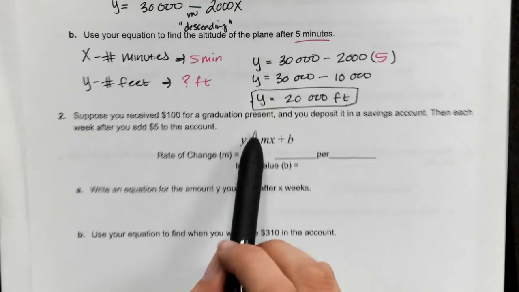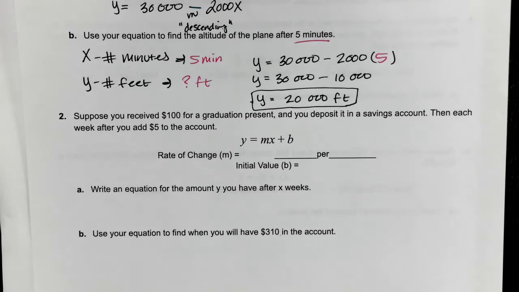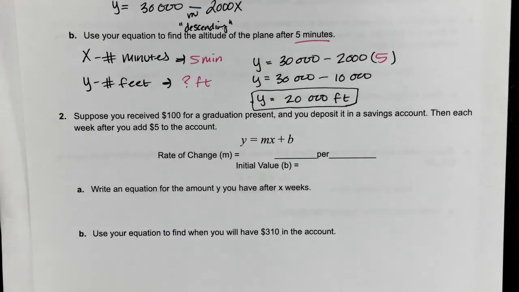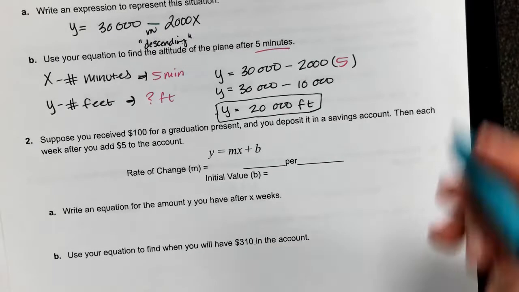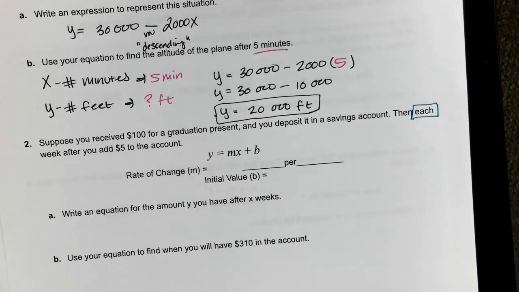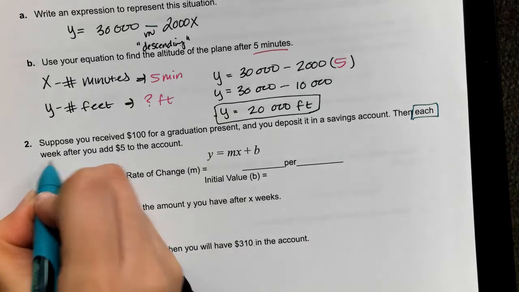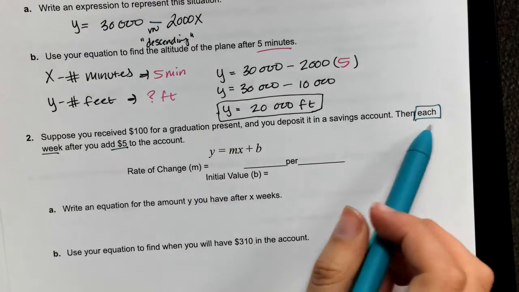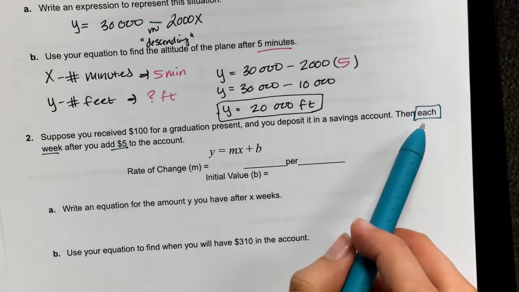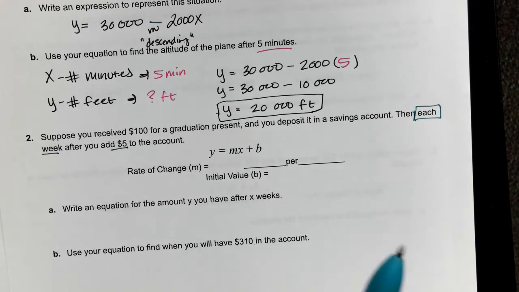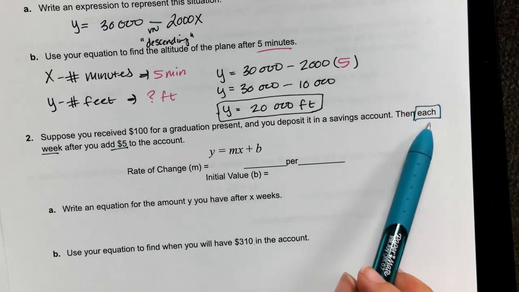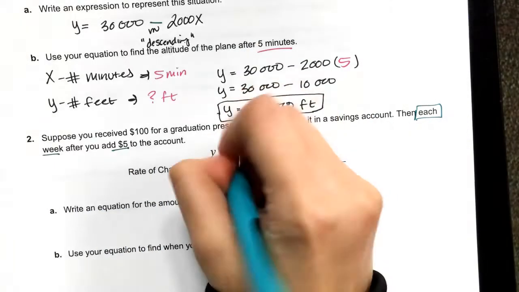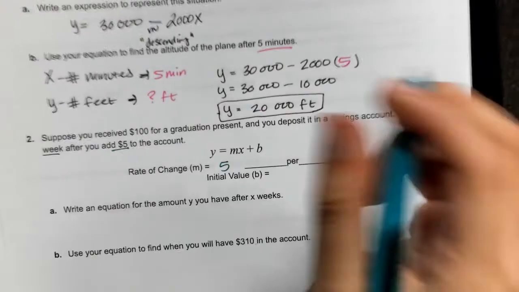For example 2, suppose you receive $100 for a graduation present and you deposit it into a savings account. Then each week after, you add $5 to the account. It's always easiest for me to find the rate of change first because each, per, or every are usually easier words to find versus the general y-intercept terms. In this case, notice we found each. Each week, you add $5 to the account. So my rate of change is 5.